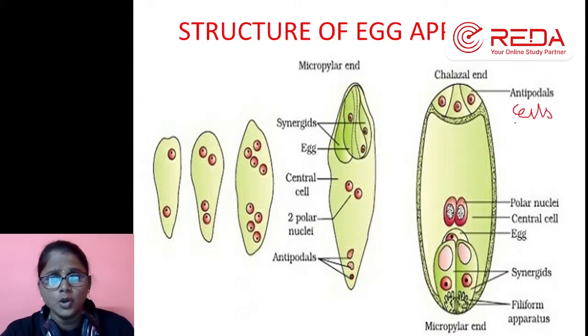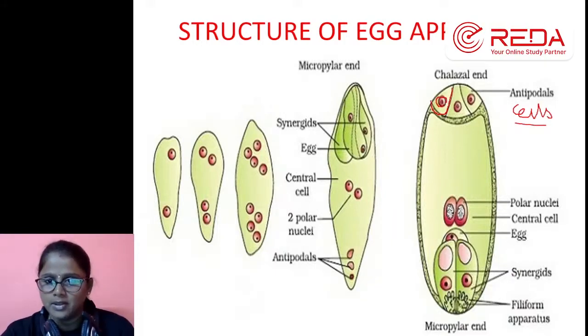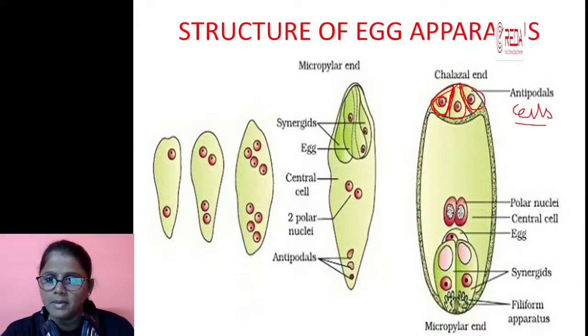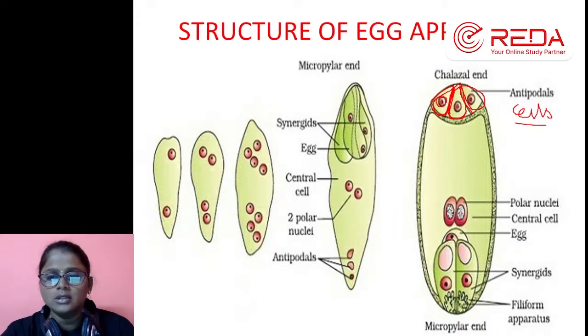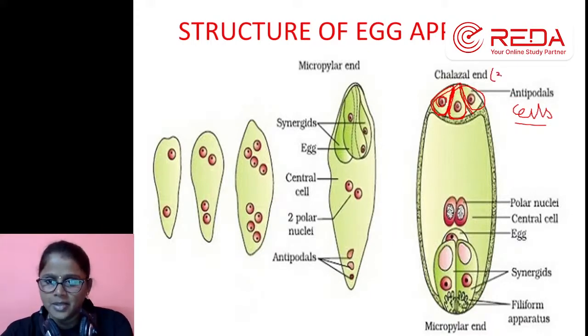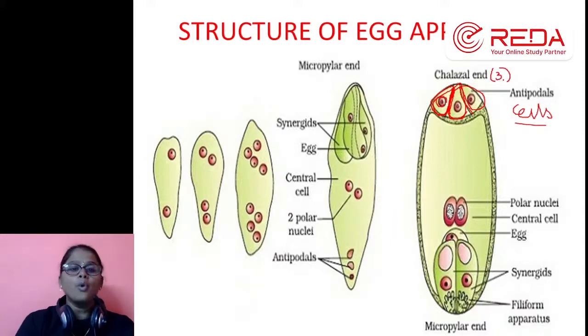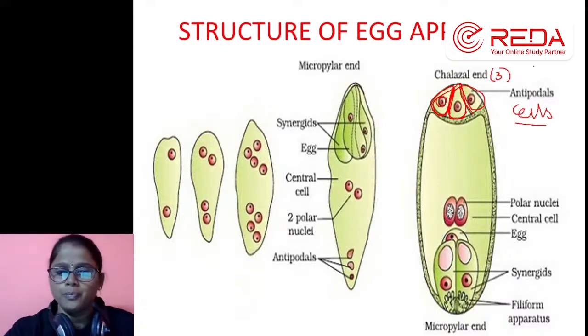Why do we call them cells now? Because these nuclei are surrounded by the cell membrane. The cell membrane covers them and they have become cells. So what was a nucleus has now become a cell. Okay? So they are surrounded by the cell membrane and become a cell. So there are 3 cells present at the chalazal end, and you call these 3 cells antipodal cells. That is what we call them. Okay?